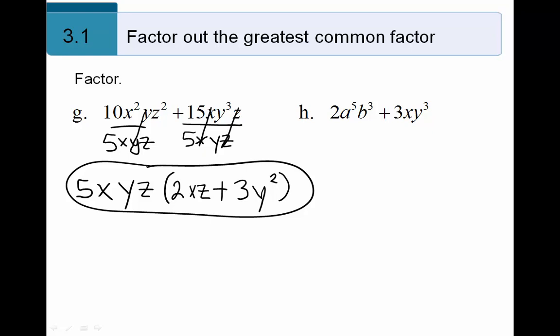H, notice our first term we have 2a to the 5th b cubed. And the second term is 3xy cubed. Well, the GCF of 2 and 3 is 1. Notice they don't have any variable terms in common, okay? Which means we cannot factor this any further. It's prime. Cannot factor it.